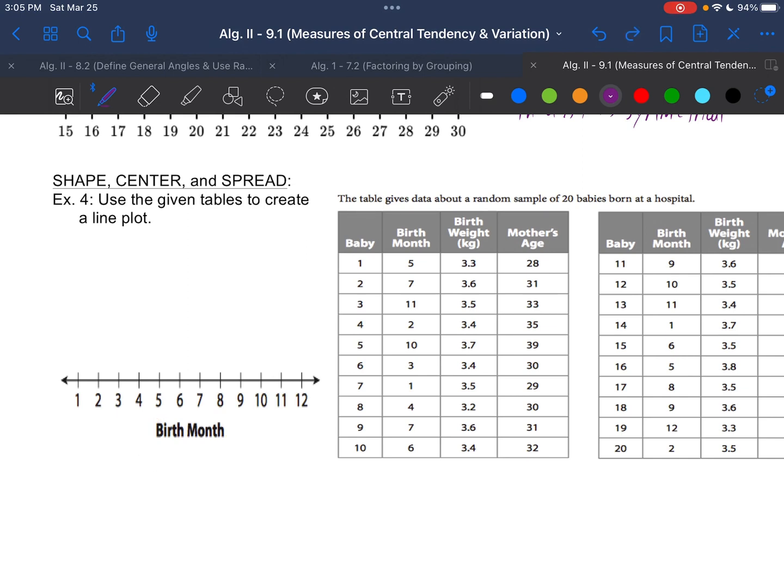birth month down. So every time you see a birth month, 5, you put a little X for that one. So we go to the second one, do 7, and just keep going through all the way until you finish the entire table, or both tables of all 20 babies. And so I'm just going in order and down. So it's not a bad idea to pause the video, go ahead and do this on your own.